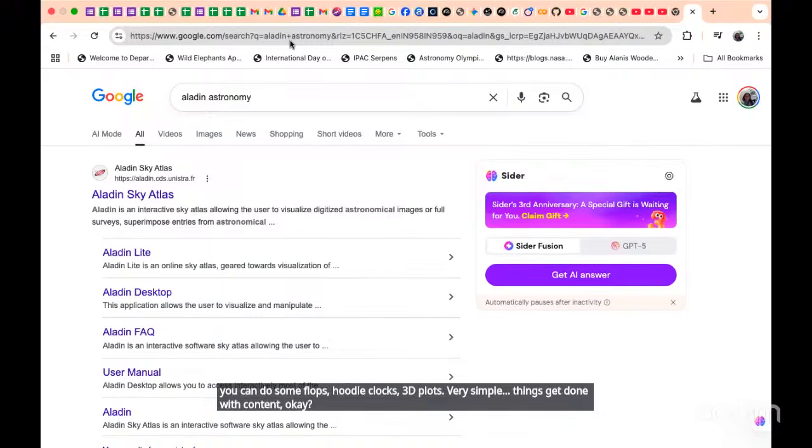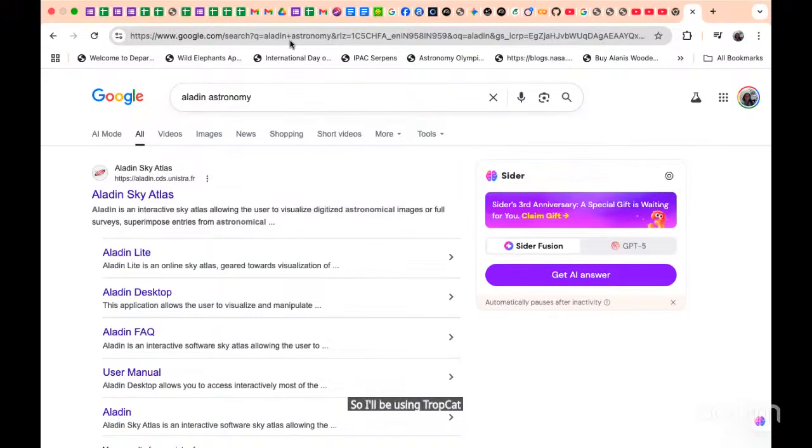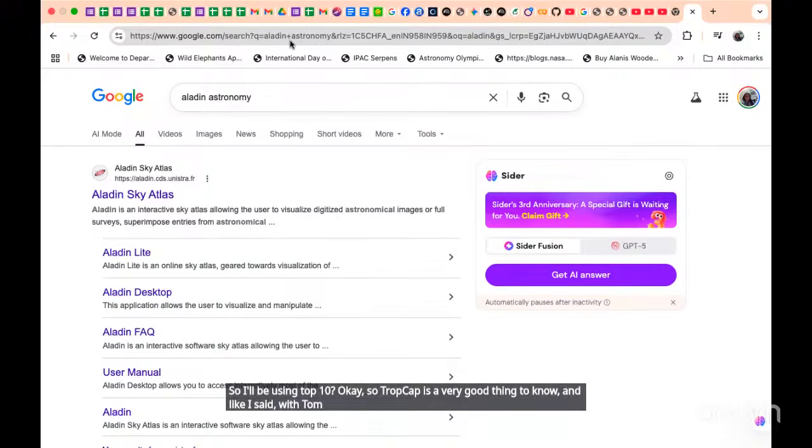So when I do my tutorial, I'll be using TopCat as well as Luminosity. I'll show you both. So TopCat is a very good thing to have. And like I said, tomorrow we have a talk specially on TopCat. Prepare yourself for it.